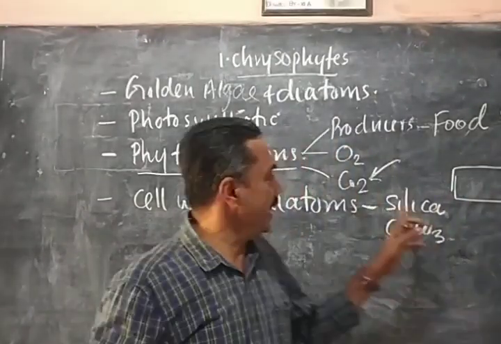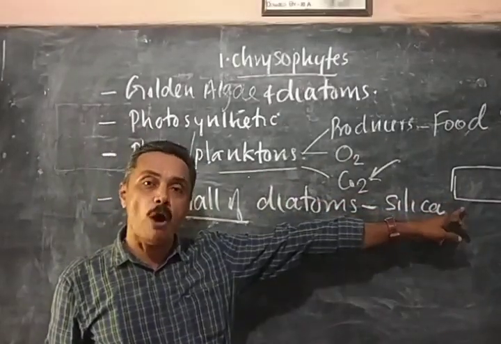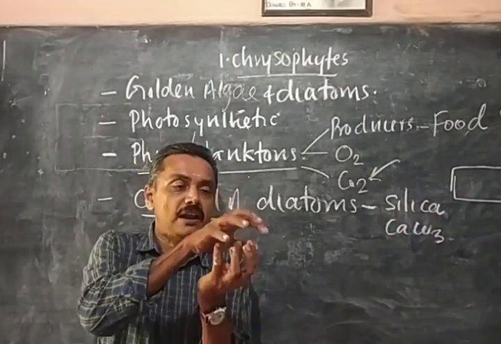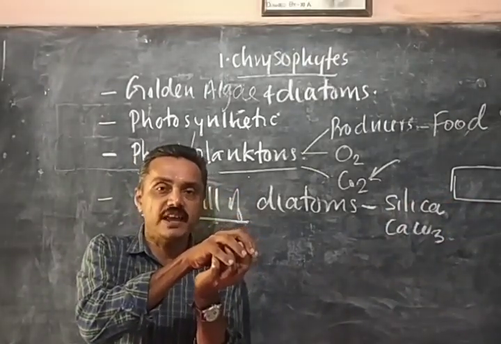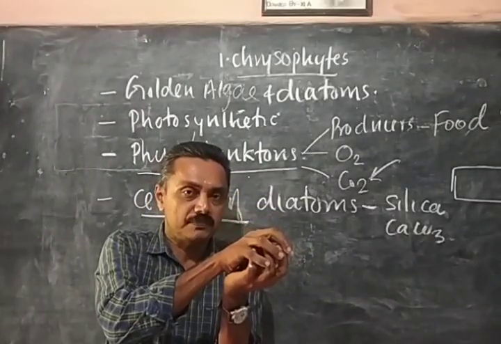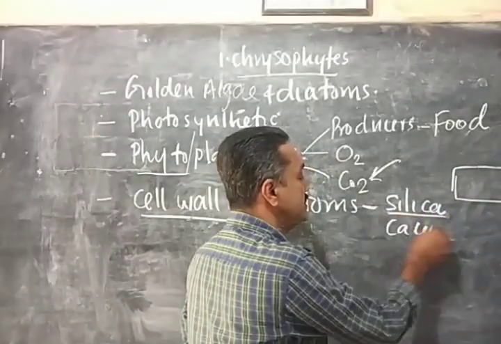So the cell wall of diatoms is like a soap box. And what is important about the soap box? A small piece covered by a large piece. Two pieces are there, like a soap box: the smaller one and the upper, larger one. And this cell wall is made up of two substances.